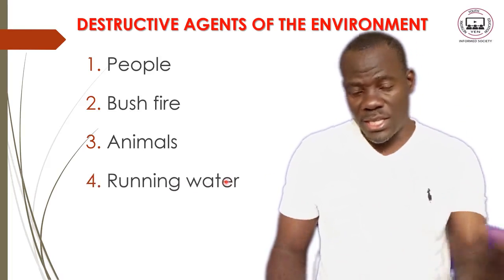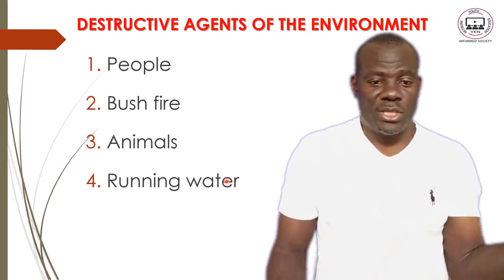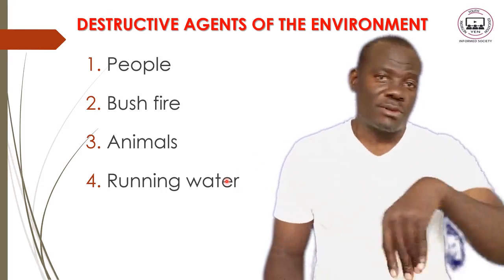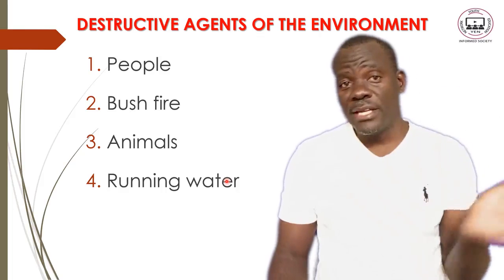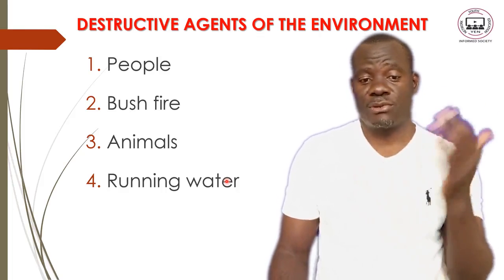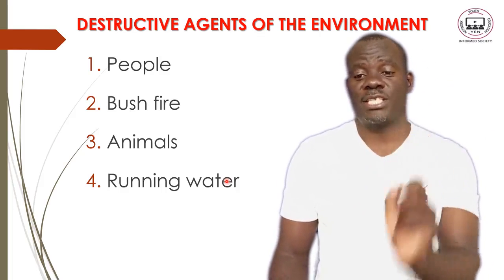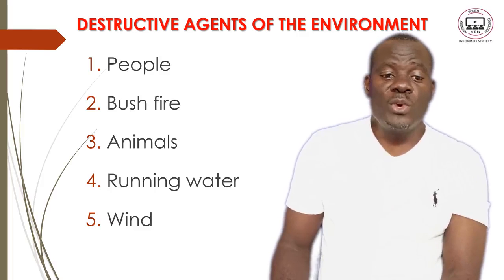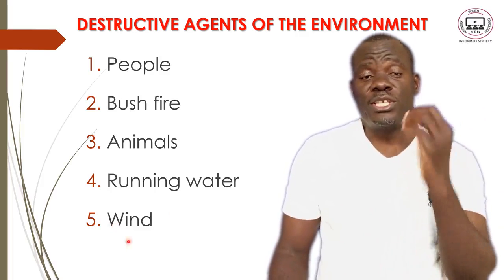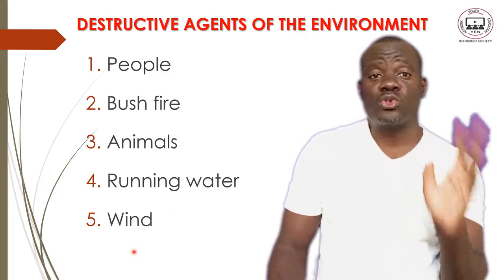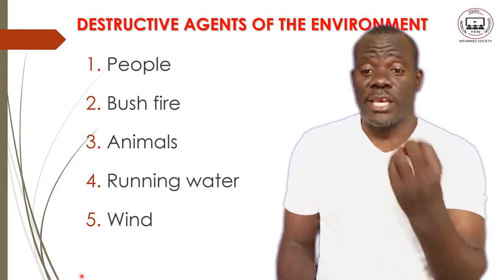Running water has to be controlled. When there is rain, the water should not just be left running like that. It has to be controlled because as water runs, it pushes away many things, the topsoil and many other things. So running water has to be controlled because it is a destructive agent. And also wind is a destructive agent. So there is also need to have measures to control how the wind blows, so that it doesn't destroy the environment.